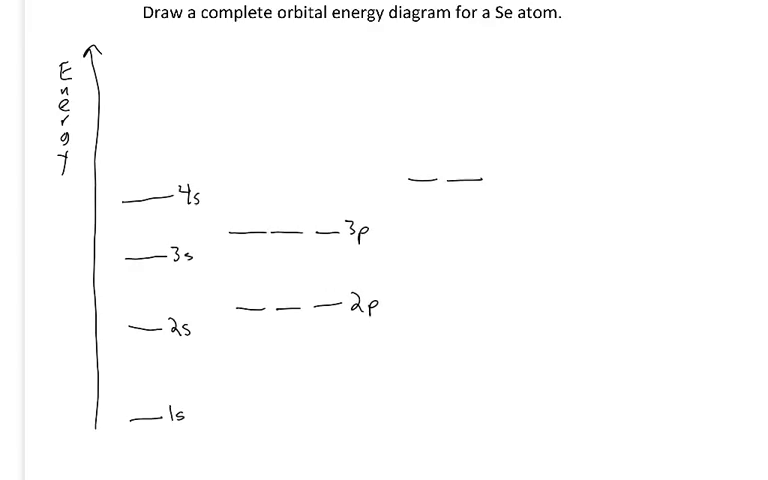So I start out with the 1s orbitals. Then I have the 2s. Then the 2p's. Then the 3s. The 3p's. The 4s come next. Then the 3d's. And then finally, I have the 4p's.